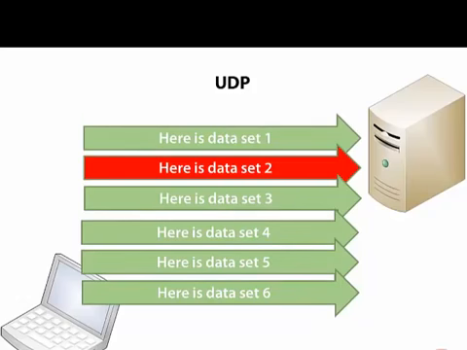Usually we care about the data. We need all the data. So TCP is the preferable choice. Web pages are a great example. If it takes 3 data sets to transmit a web page to your computer, you can't have one of the data sets missing and still be able to render the page.